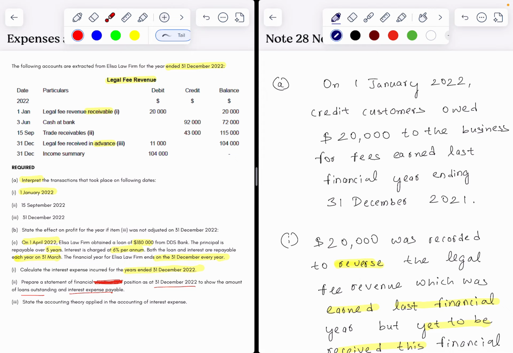Today we have got a practice question for the topic income and expenses. In this question, you will learn to interpret the ledger account for transactions on various dates. You will learn to calculate the interest expense correctly for a loan that has been taken sometime during the financial year, and also discuss an accounting theory which justifies the recording of expenses incurred in a financial period.